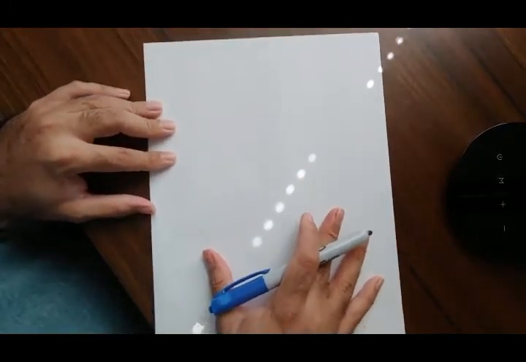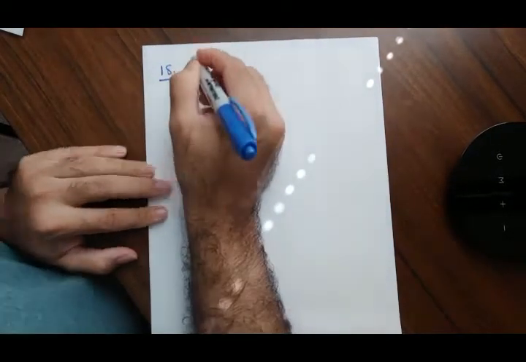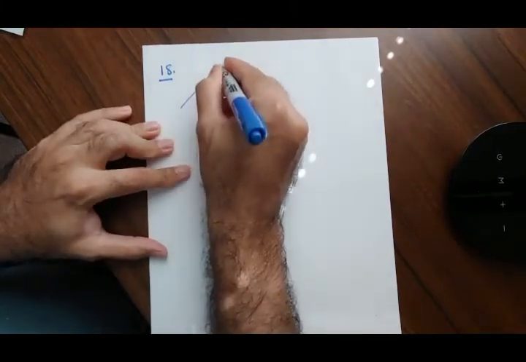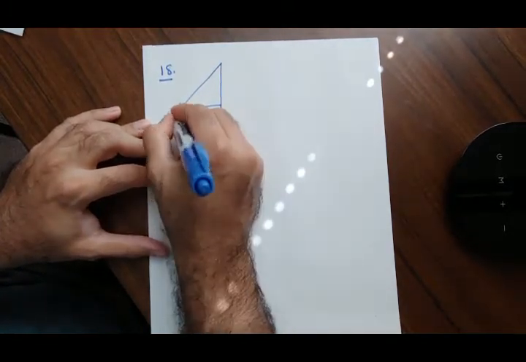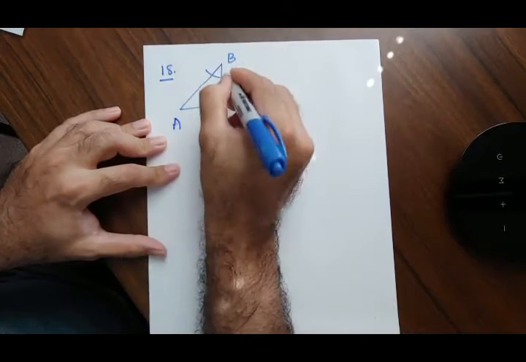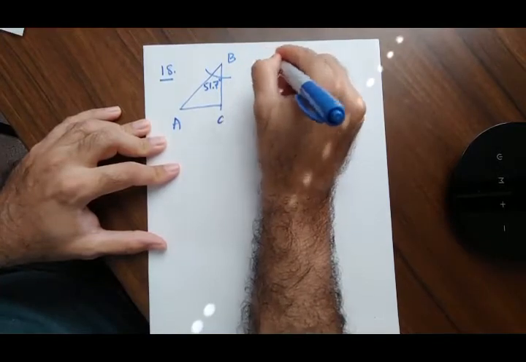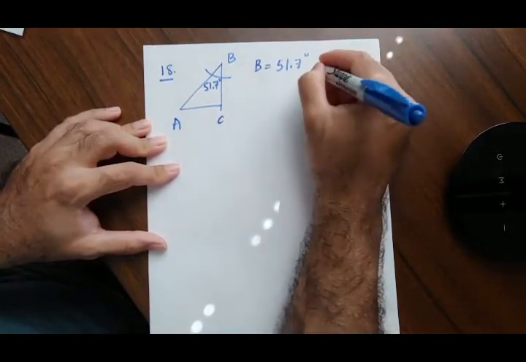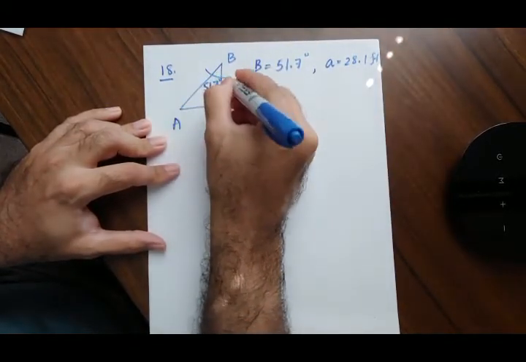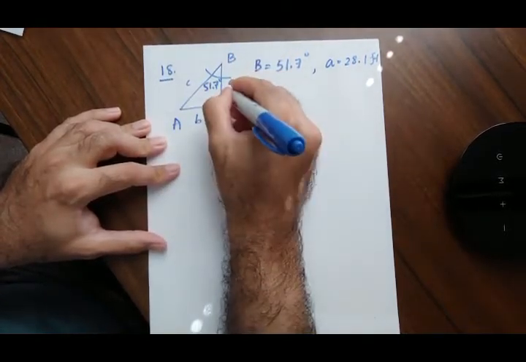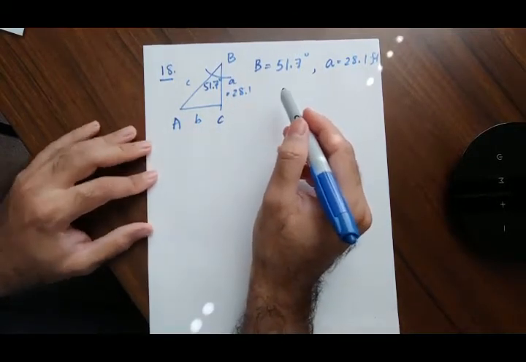Let's talk about problem number 18. Here is a right angle triangle. C is the right angle, and B is given as 51.7 degrees. Also, small a is 28.1 feet. Again, the convention is, this is A, this is B, and this is C, small a, small b, and small c. This is 28.1. I want to find the rest of the angles and the sides.